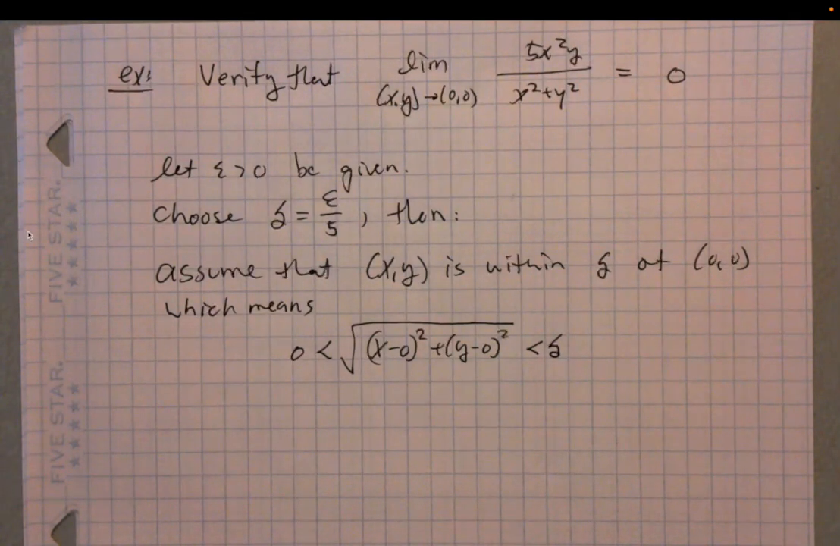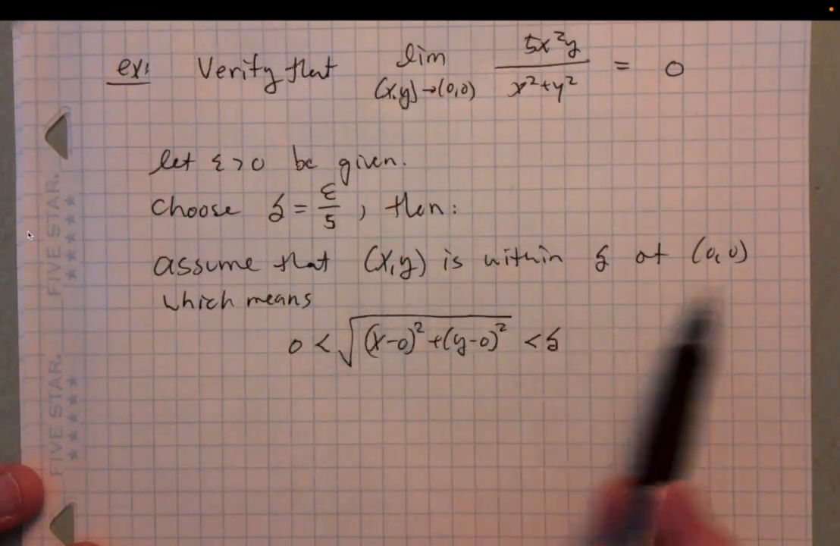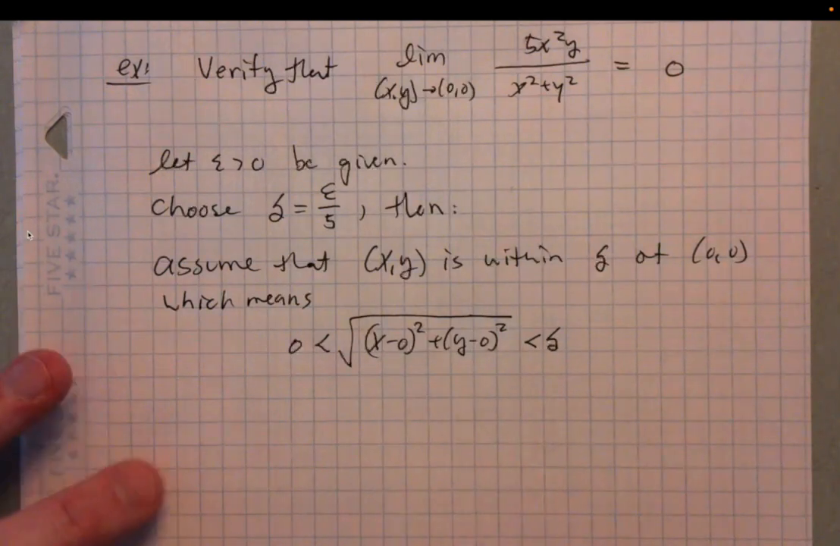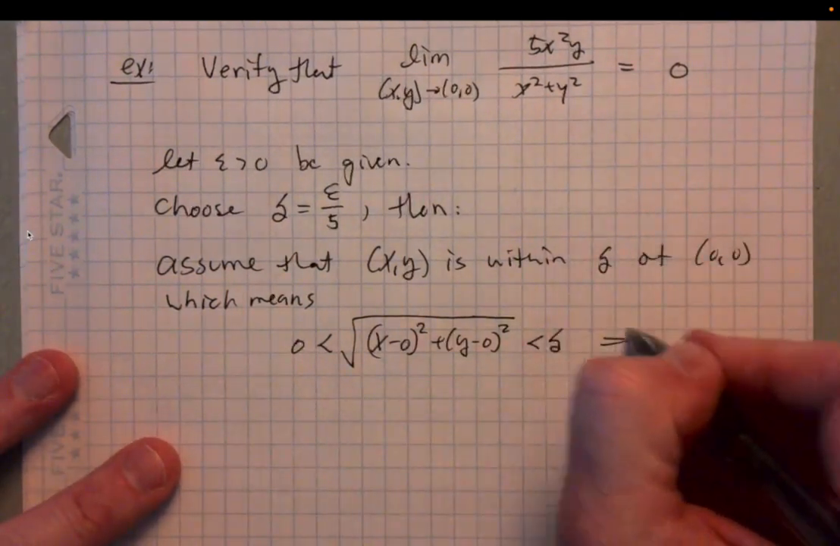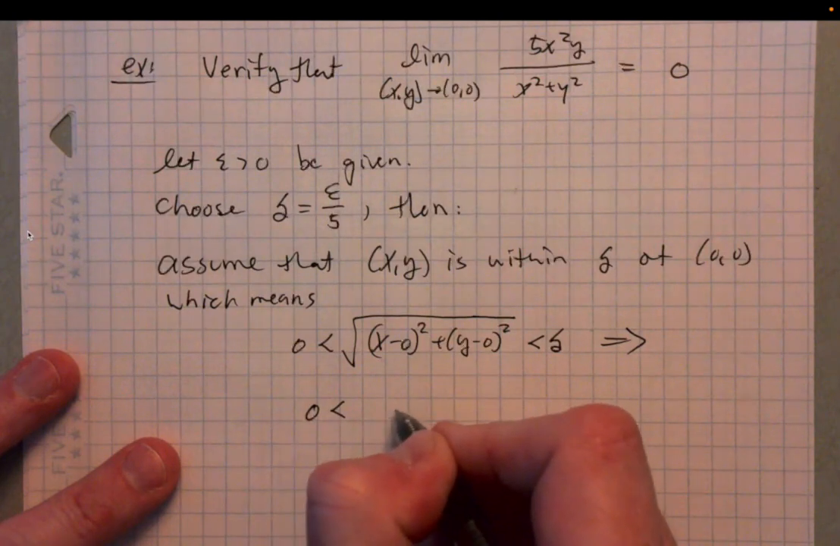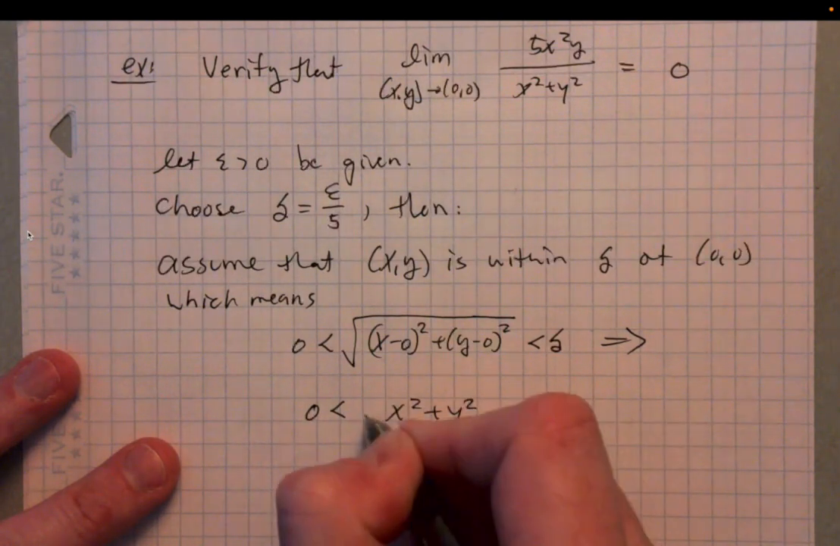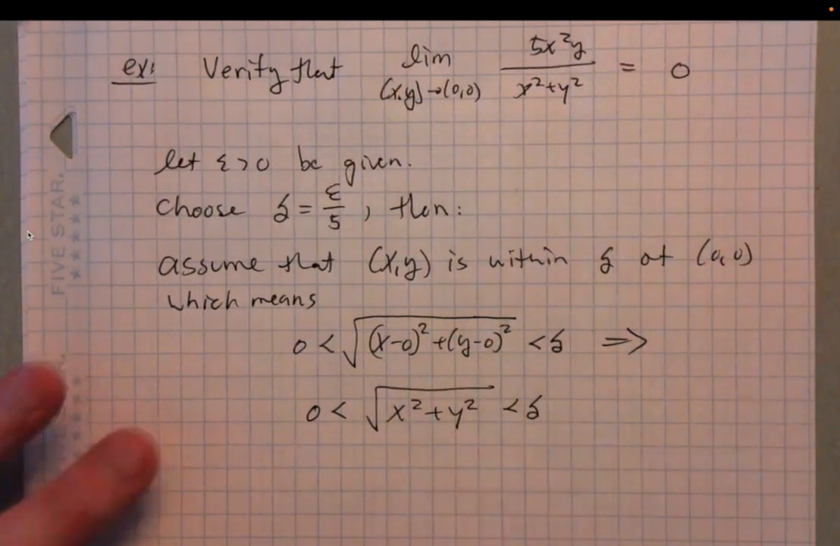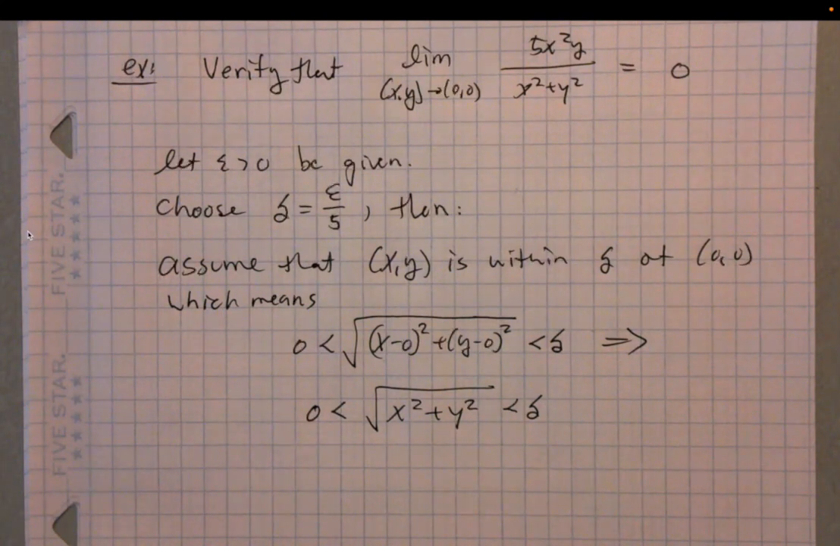Okay, so we're assuming xy is within the distance delta of 0, 0, where delta is based on epsilon. So we're probably very close to 0, 0. Notice that because the limit point is 0, 0, this simplifies further down to 0 less than x squared plus y squared less than delta. Okay, so it's even simpler.